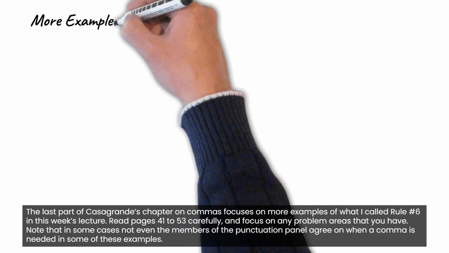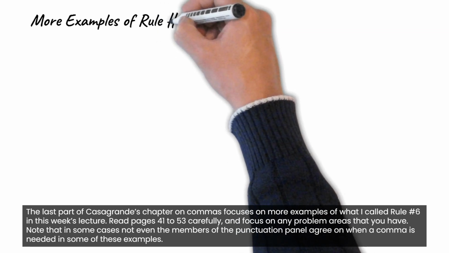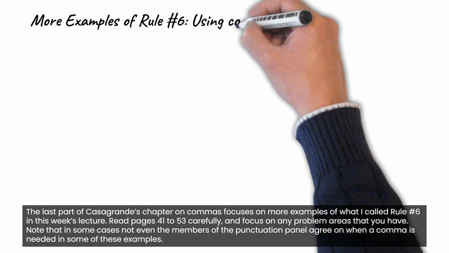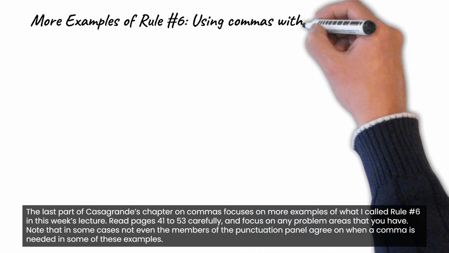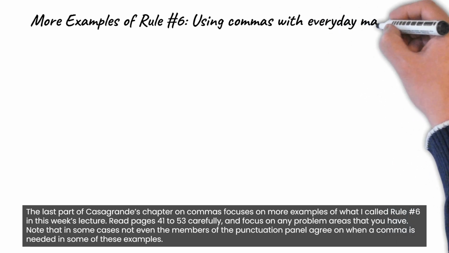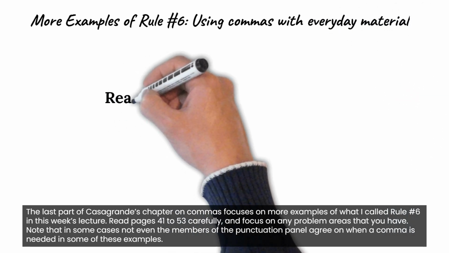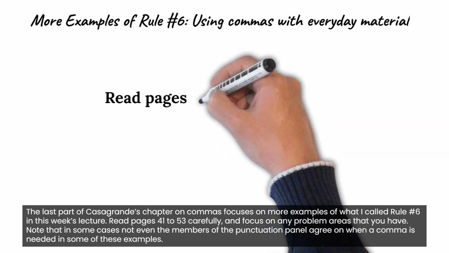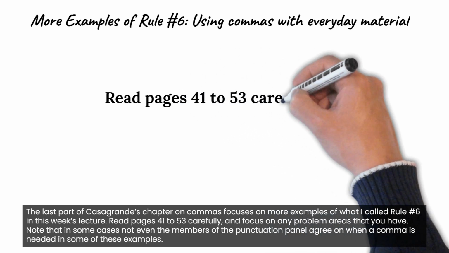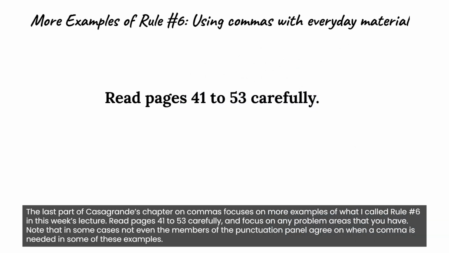The last part of Casagrande's chapter on commas focuses on more examples of what I called rule number 6 in this week's lecture. Read pages 41 to 53 carefully and focus on any problem areas that you have. Note that in some cases, not even the members of the punctuation panel agree on when a comma is needed in some of these examples.